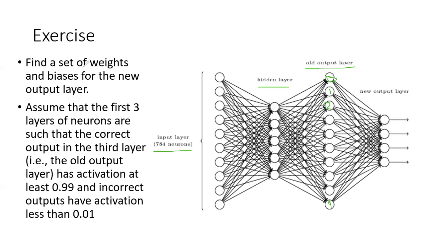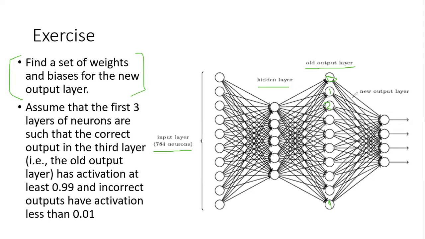So now the question is, find a set of weights and biases for the new output layer. What will that be? Sir, can you repeat the question? It is written here, find a set of weights and biases for the new output layer. So what will be the weight?